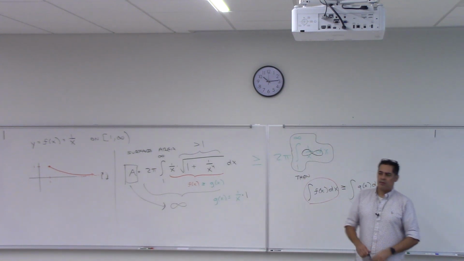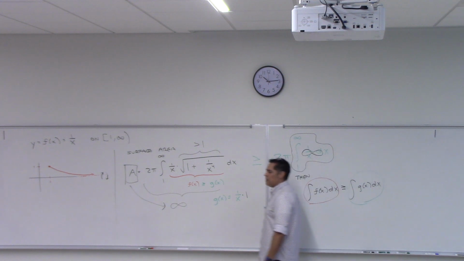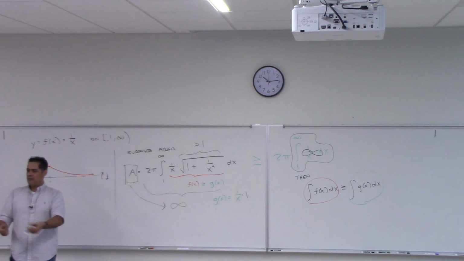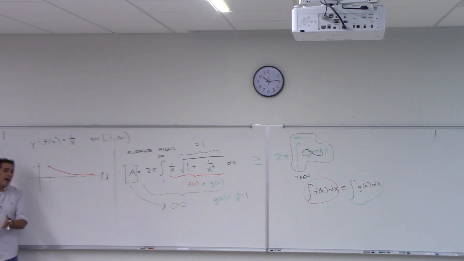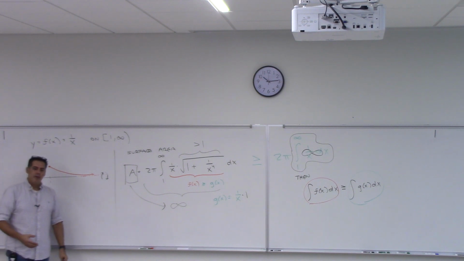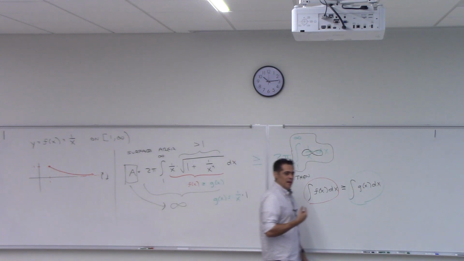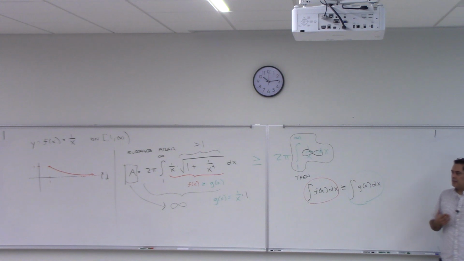Thus the paradox. Why is that a paradox? Your volume is finite, which means if I could fill it with paint, right? Pour paint into it, it would hold exactly pi units of paint. That's finite volume. However, this says I can't what? I can't paint the surface. The area of the surface is infinite.